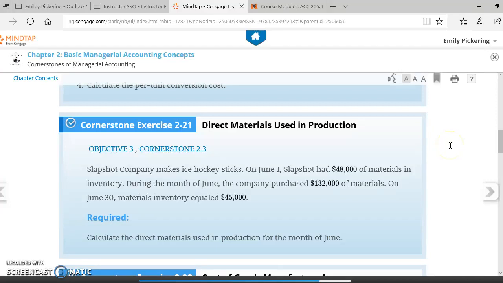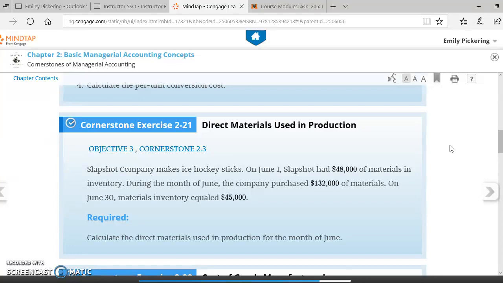I'm going to do a couple examples from chapter 2, a couple examples of homework. Well, they're not homework, but similar to the homework. So the first one I'm going to do is exercise 2-21. This is direct materials used in production. We make hockey sticks.